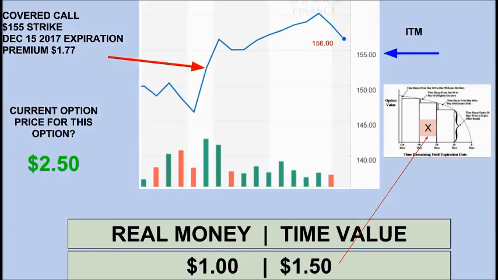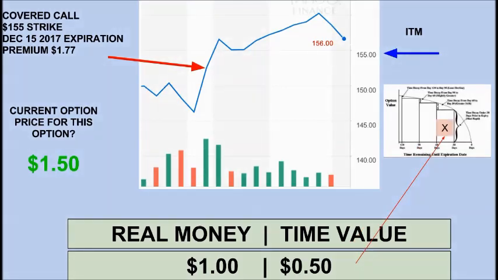Now let's look at the same option in this situation. It's now gone above 155, guys. And now the likelihood of it being above 155 is real. Look where we're at on the time decay chart and look at how the real money and the time value equal this option. So the option that I got paid $1.77 for is now trading at $2.50. Right now, the option is $1 real value, $1.50 time value.